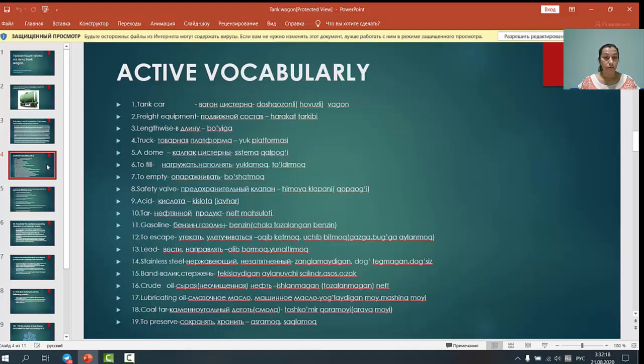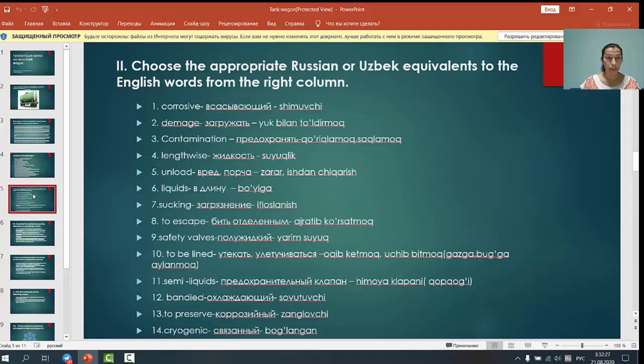It's all these words from the active vocabulary. It helps you to understand the whole text. And the next task is: choose the appropriate Russian or Uzbek equivalents to the English words from the right column.